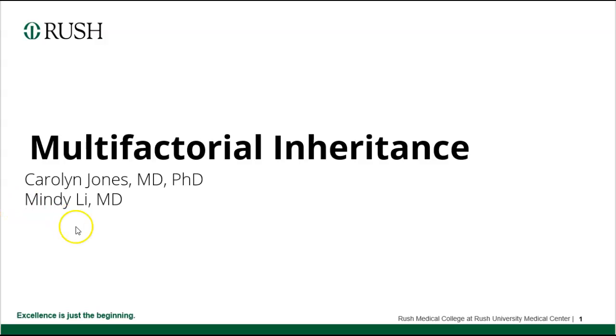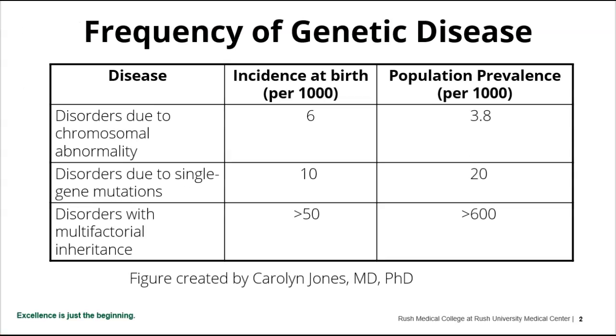Multifactorial inheritance. This is actually the most common form of inheritance. We've talked about Mendelian inheritance and other kinds of things, but multifactorial is by far the most common. I know we haven't talked much about chromosomes yet, but chromosomal abnormalities as far as genetic disease occurs in about 1 in 6,000 individuals at birth. And it actually goes down to 3.8 of every 1,000 when you look at the whole population.